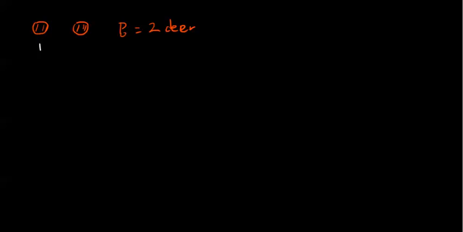This deer has one baby. Let me represent that with another orange dot. This deer has another baby. So overall, how many deer do we have? Well, we have 1, 2, 3, 4. Now we have 4 deer.